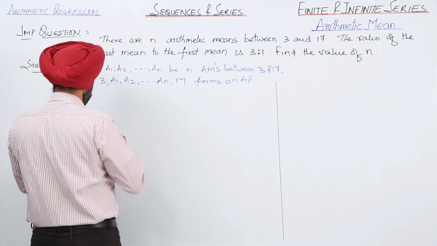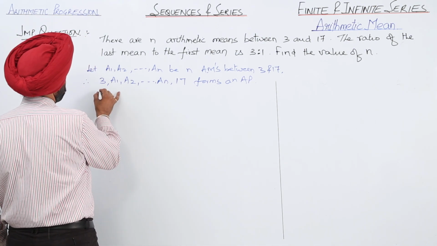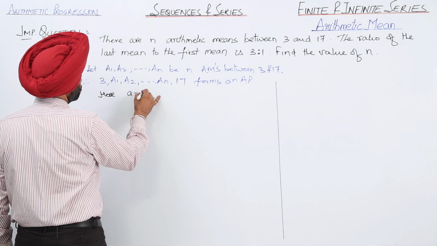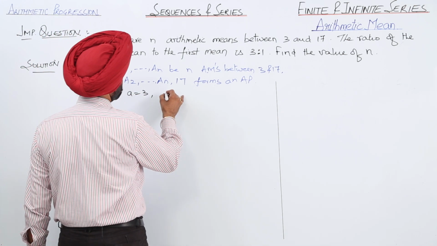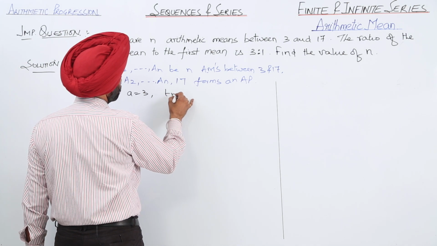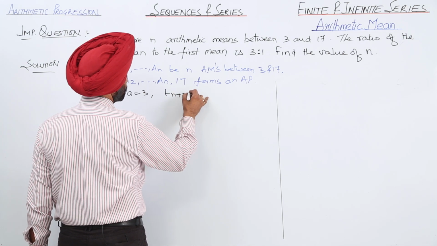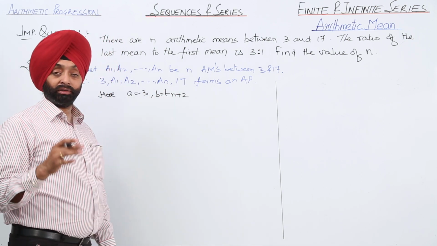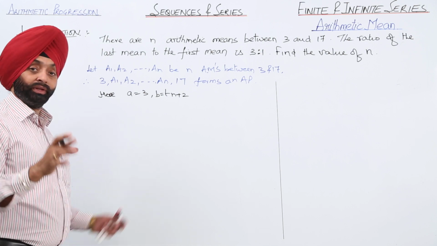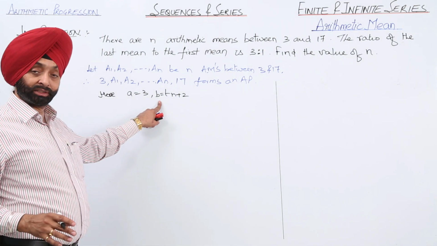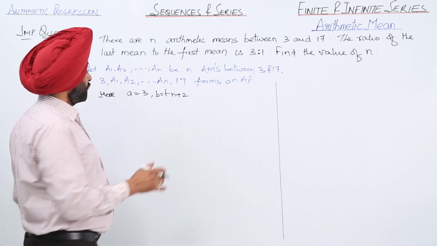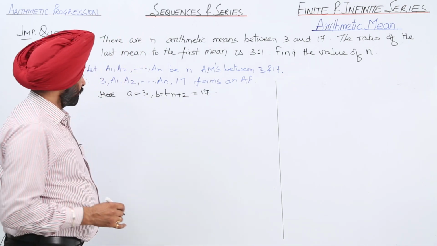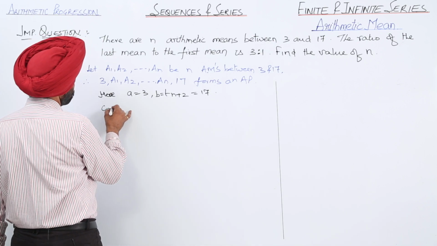Now, here a is equal to 3 and the last term, that is T(n+2), you can just write it as b. We have already discussed arithmetic terms lying between a and b. So b is the last term, that is T(n+2), and that is 17.